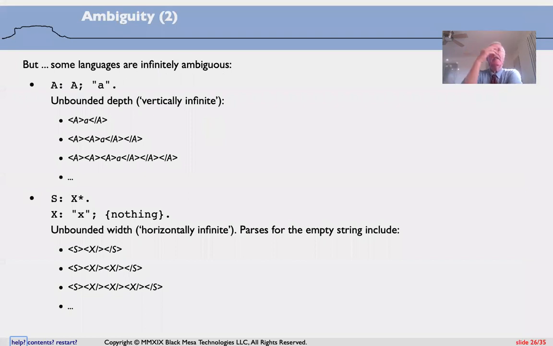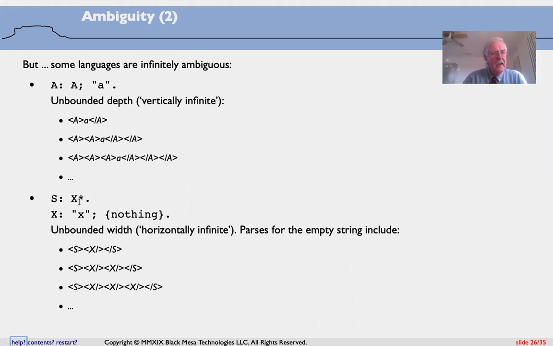Unfortunately, some languages are infinitely ambiguous. If we have a simple grammar like this first one, where A is either an A or the letter lowercase a, we have potentially unbounded numbers of trees, vertically infinite, so to speak. You can have a lowercase a inside a single A element, or wrap that entire thing in another A element, or another one, or another, or another.